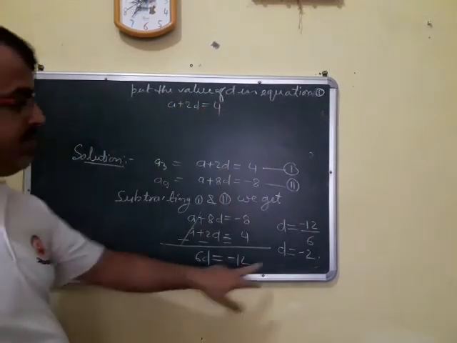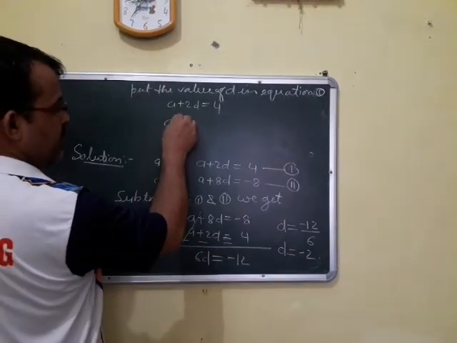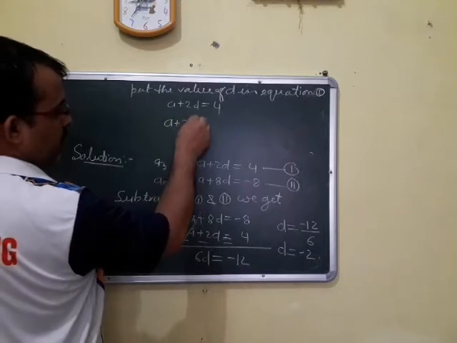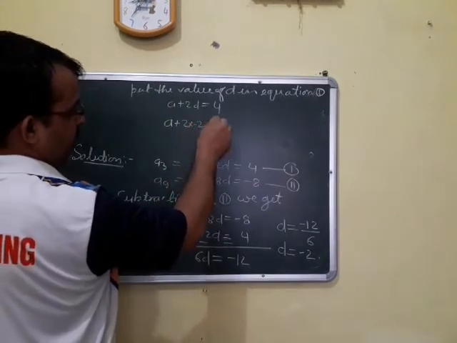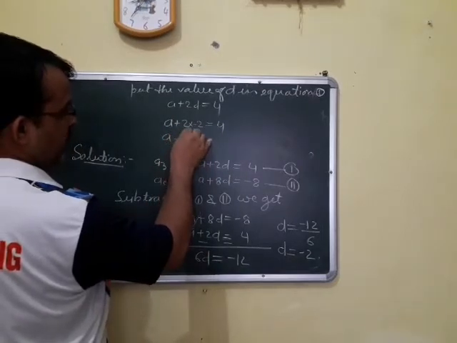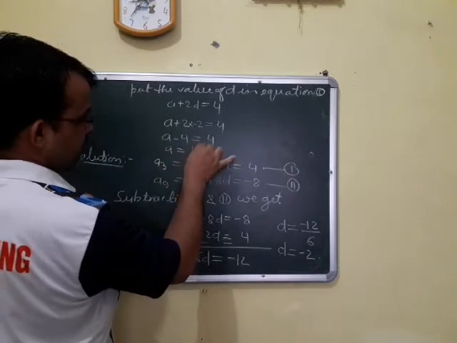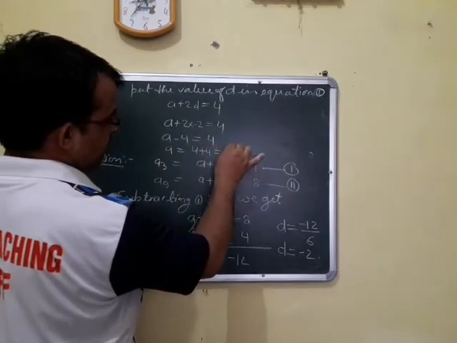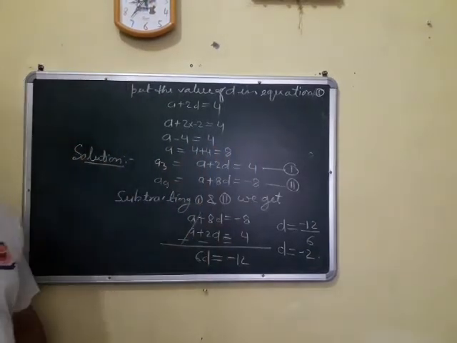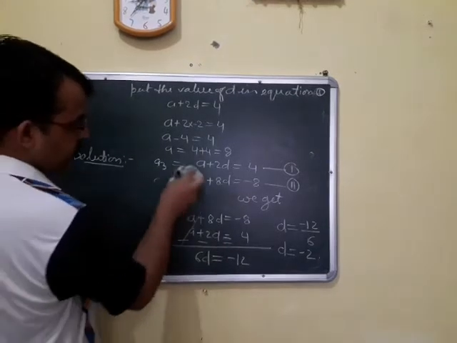So D is equal to -2. Put here A plus 2 into -2 is equal to 4. So what we get? A minus 4 is equal to 4. So A is equal to 4 plus 4. We get 8. A is equal to 8 and D is equal to -2.